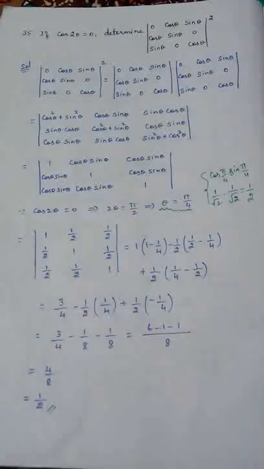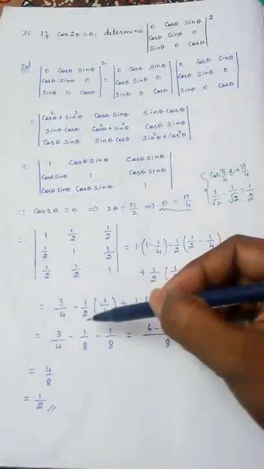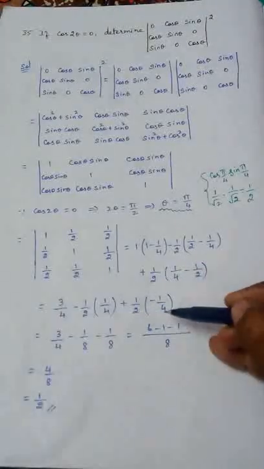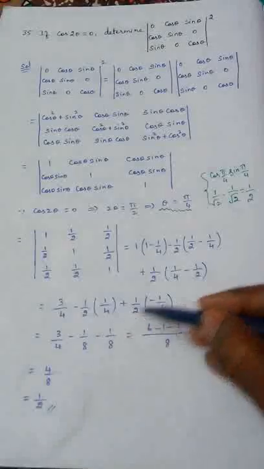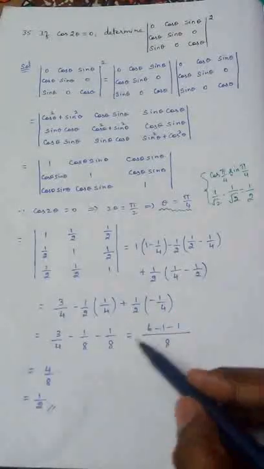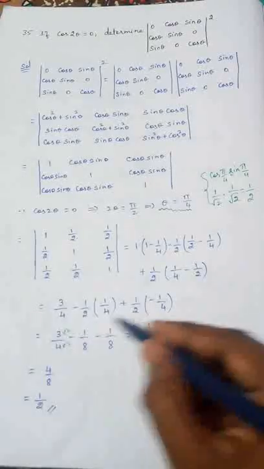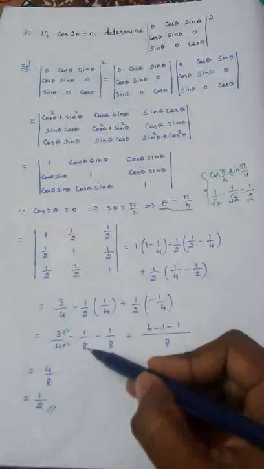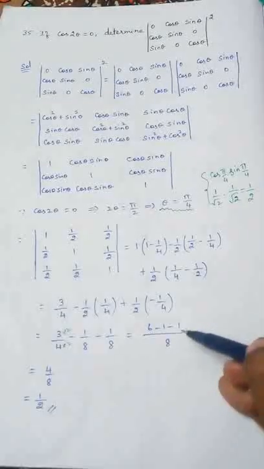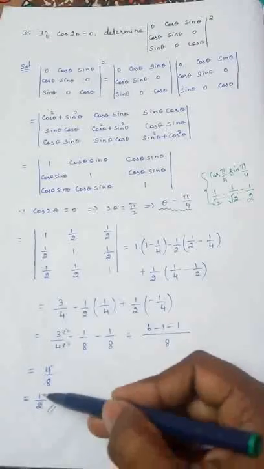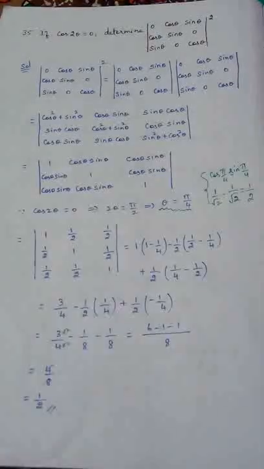So 3 by 4. Multiply inside: 2 fours are 8, 1 one is 1 with minus. Similarly, 2 fours are 8, plus into minus is minus, 1 into 1 is 1. LCM is 8, so this should be multiplied with 2, and this also should be multiplied with 2. That gives 6. LCM is properly present, so minus 1 minus 1. Answer is 4 by 8. Cancelling in the 2 table and 4 table, 1 by 2 is the final answer. These are all simple problems you can easily understand.